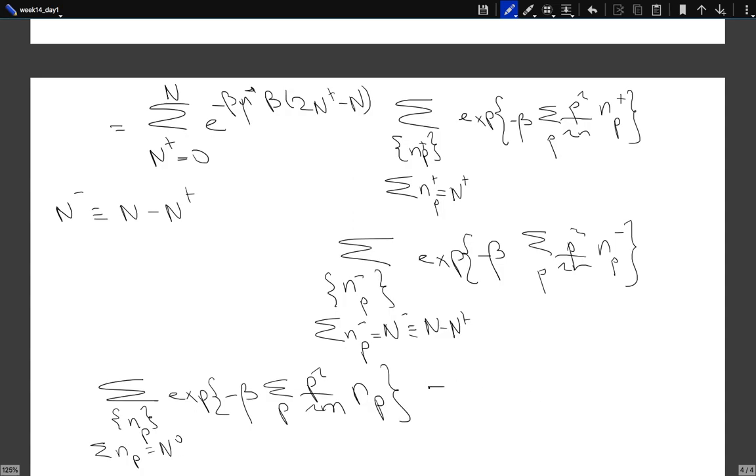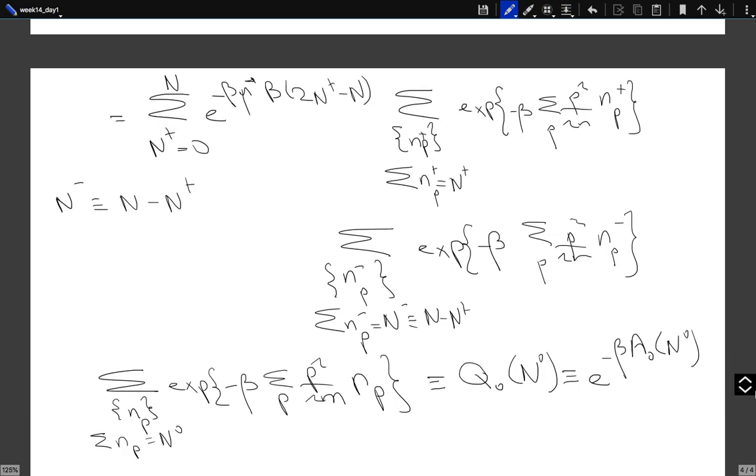So let me just call this one Q0 of N0. I'm just giving it some name. Let me define this as e to the power minus beta A0 of N0, A0 being my free energy, as in the canonical ensemble, where I define the free energy as minus kT times the logarithm of the partition function.